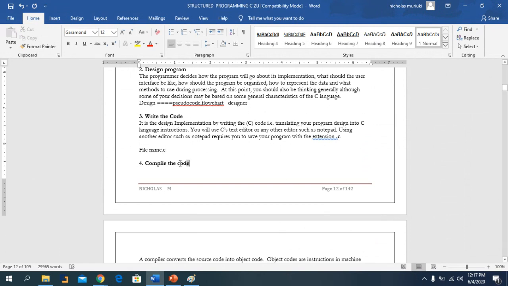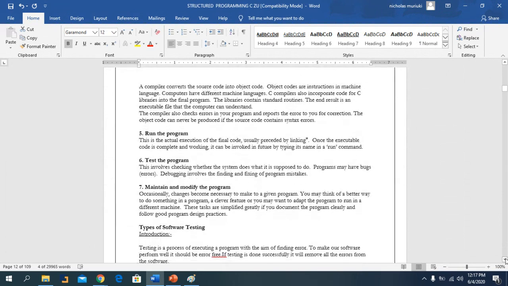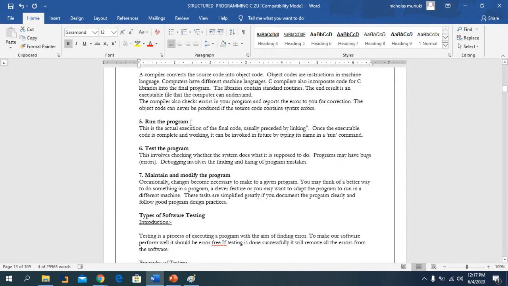Compiling means consolidating all the statements together, then you execute. So we are looking at whether these programs have been converted from source code to object code. And then maybe we can run the execution. When you run that, that is now the time that you get to know whether this program has errors or not. And that is why you test for errors.